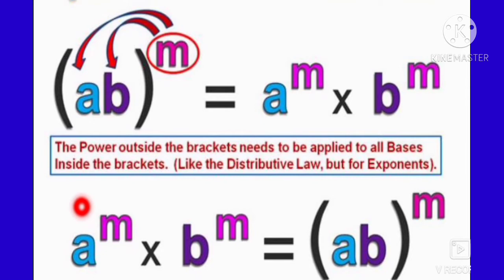So in backwards, a to the power m into b to the power m gives ab to the power of m. That is, when the bases are different and the exponents are the same, we can multiply the bases and raise to the exponent.